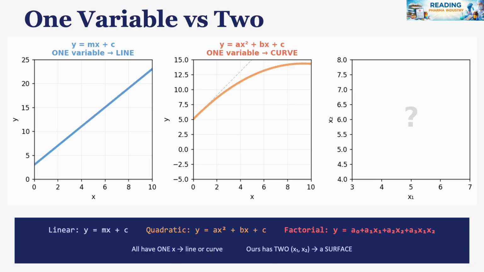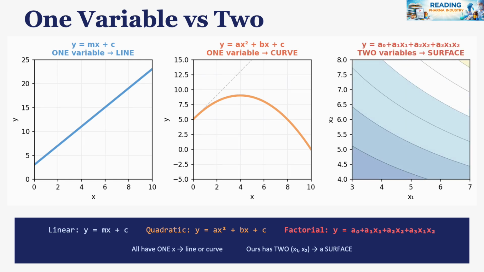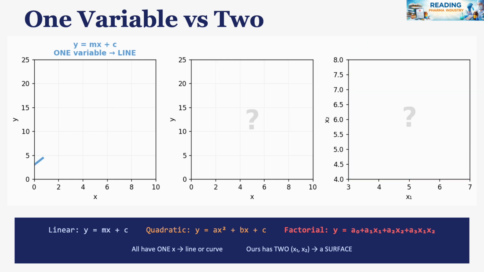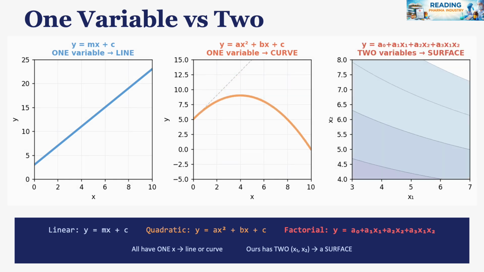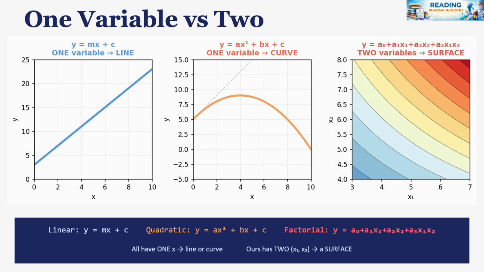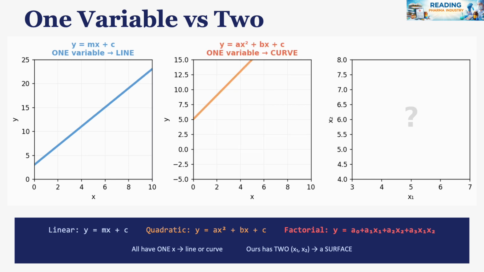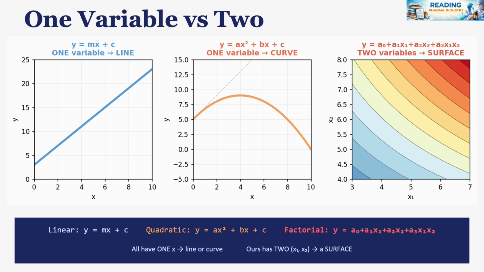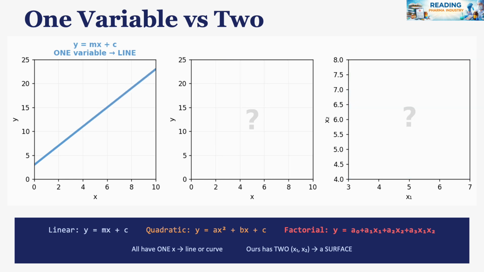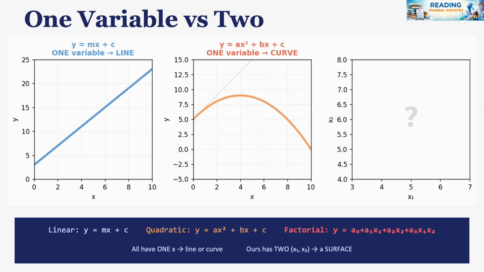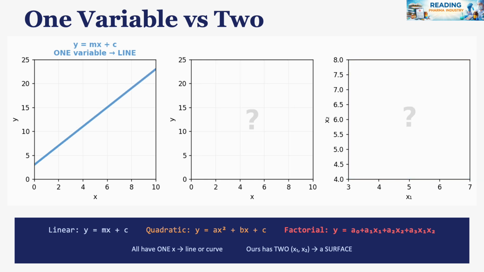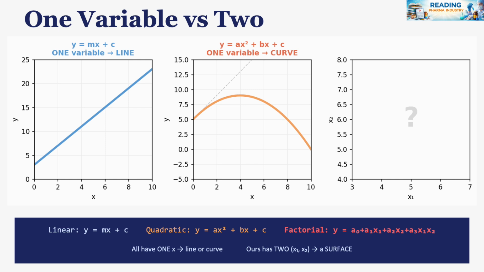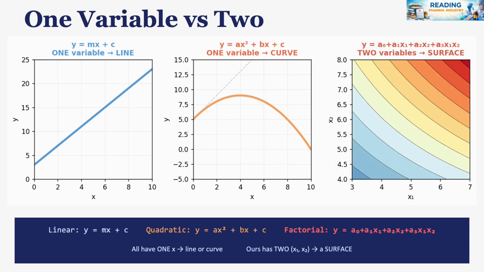You already know equations with one variable, so that is y equals mx plus c, and that should give a straight line. Y equals ax squared plus bx plus c gives a curve. So both use the same one x. In this equation here, we use two variables, x1 and x2. So instead of a line or a curve, it creates a surface. And that is the fundamental difference.